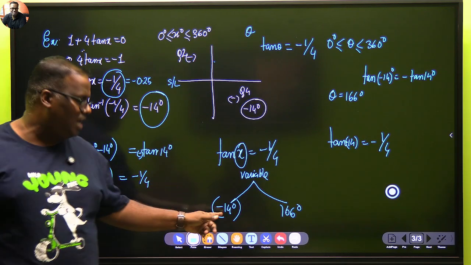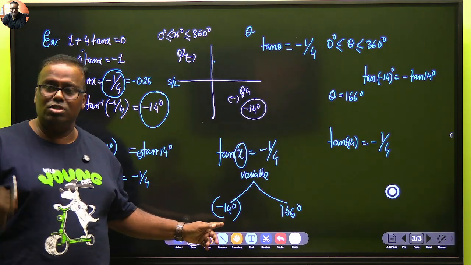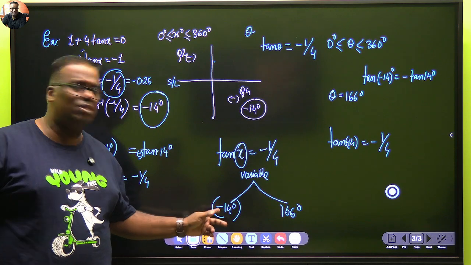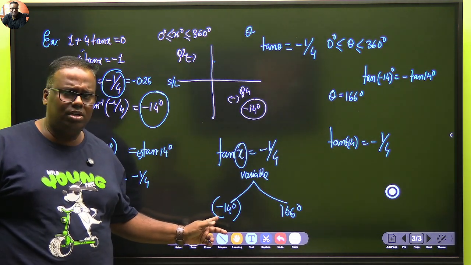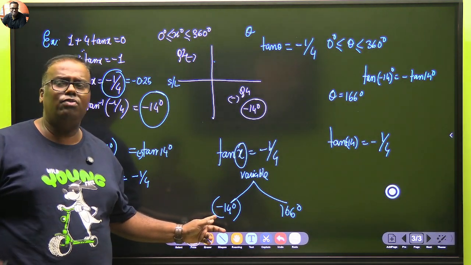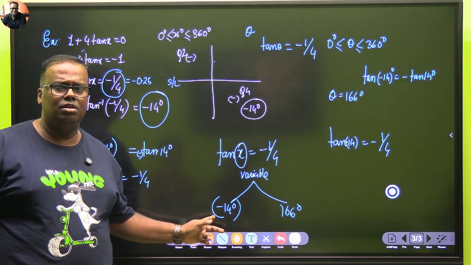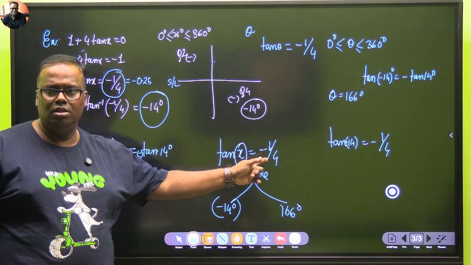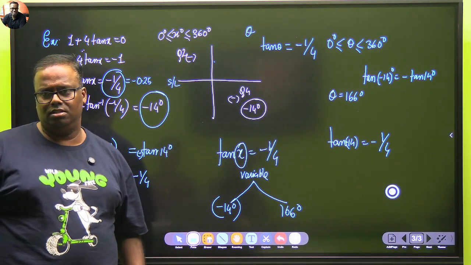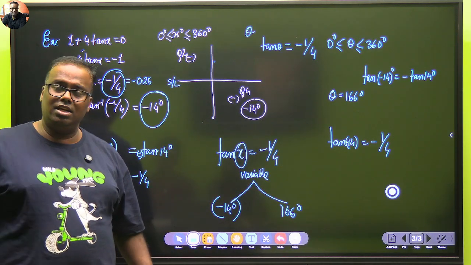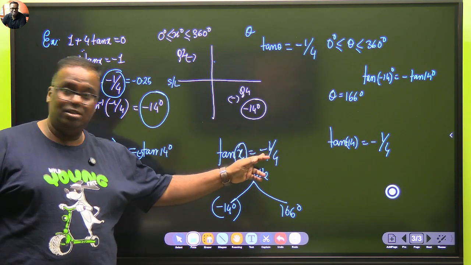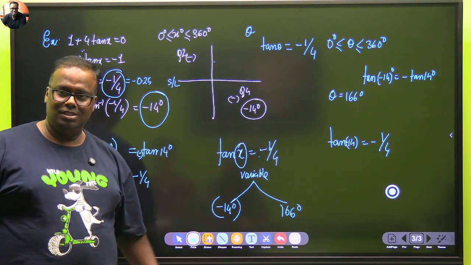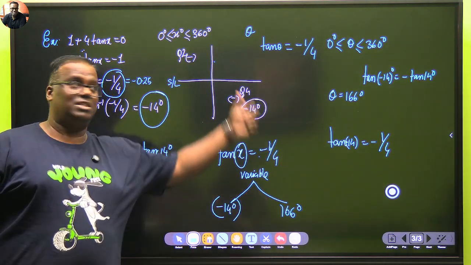You press tan minus 14. Because if you now use common sense, if you would have pressed tan 14, which quadrant are you working in? Tan 14 means Q1. In Q1 everyone is positive, but you want to get a negative output. So tan 14 cannot be it. By putting the minus, you went to Q4, so it became negative. And tan 166, 166 is quadrant number 2.